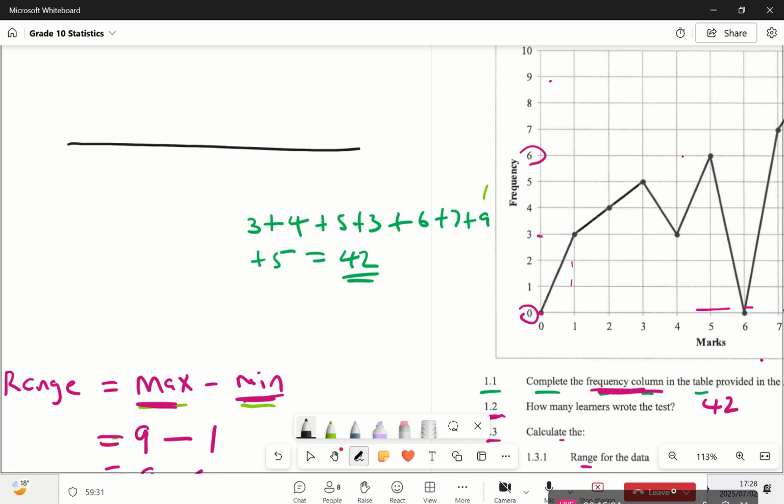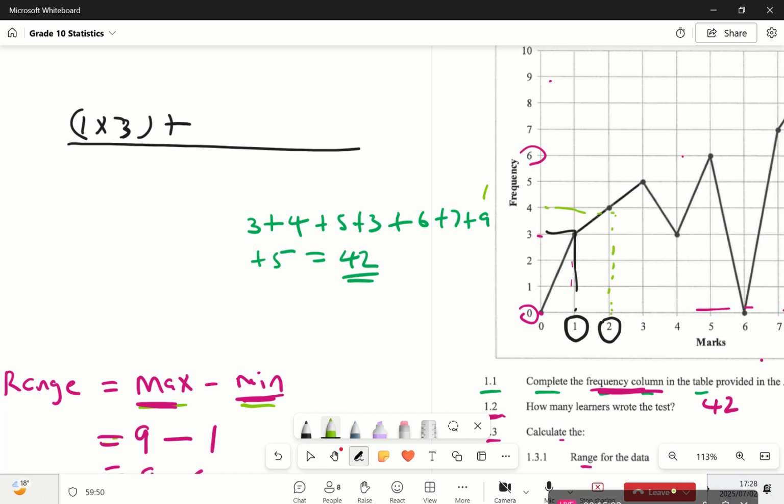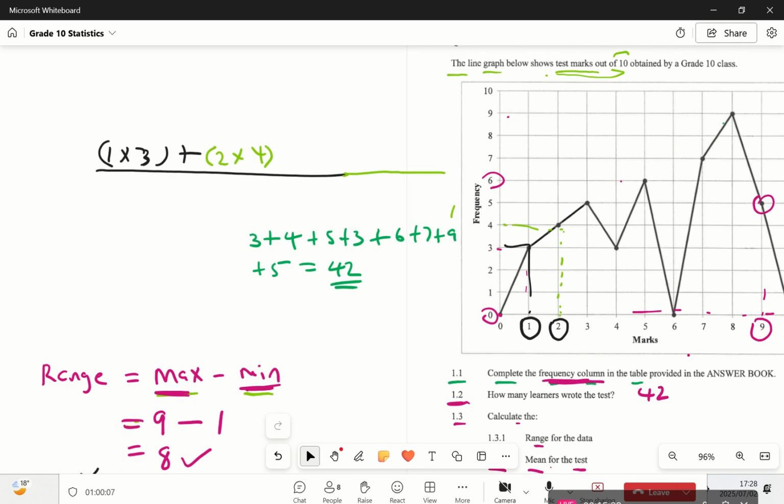You're going to do it like so. You've got learners who got 1. You put the mark. How many learners? 3 learners. Instead of saying 1 plus 1 plus 1, rather just say 1 times 3, and then plus. You've got learners who got a mark of 2. How many of them? 4 of them. Instead of saying 2 plus 2 plus 2 plus 2, just say 2 times 4. Is it clear? Okay, and then next, 3, you've got 5 learners.